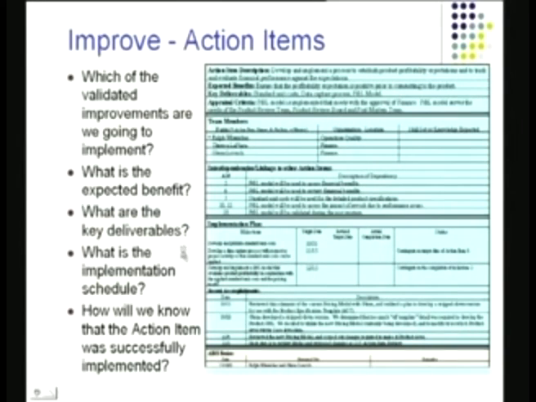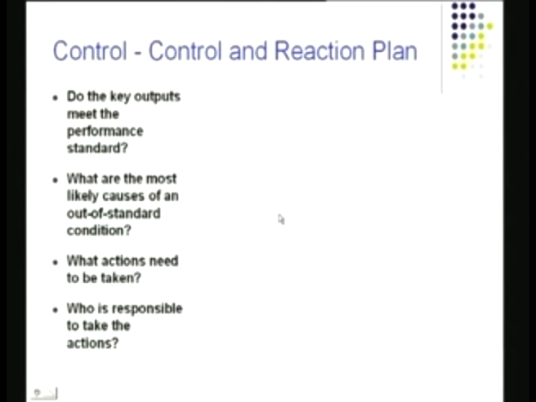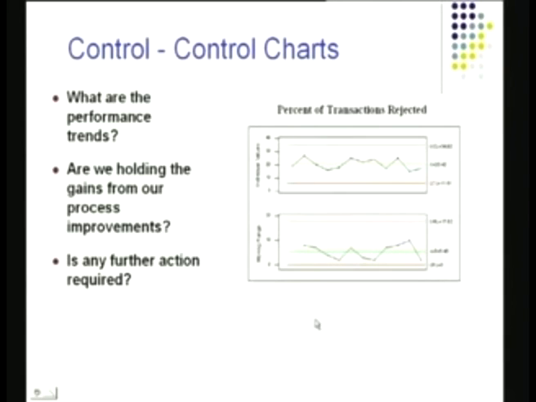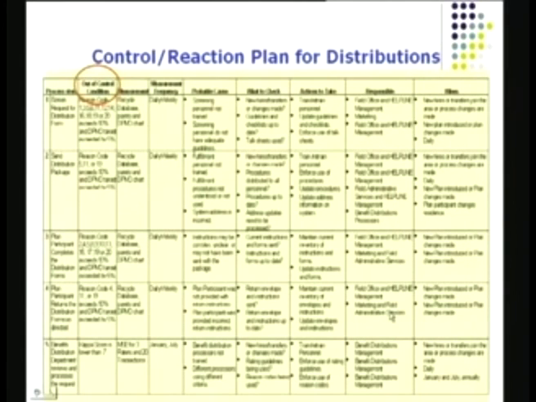Once you've got the new plan in place, you've got to think of controlling things. Now, this is after the results. Do the key outputs meet performance standards? What are the most likely causes for an output going out of standard? What actions are to be taken? Who is going to be responsible? So, for example, when you put control charts in place, you've got to make sure the control actions restore the process in its statistically controlled state. So a control reaction plan is part and parcel of it.